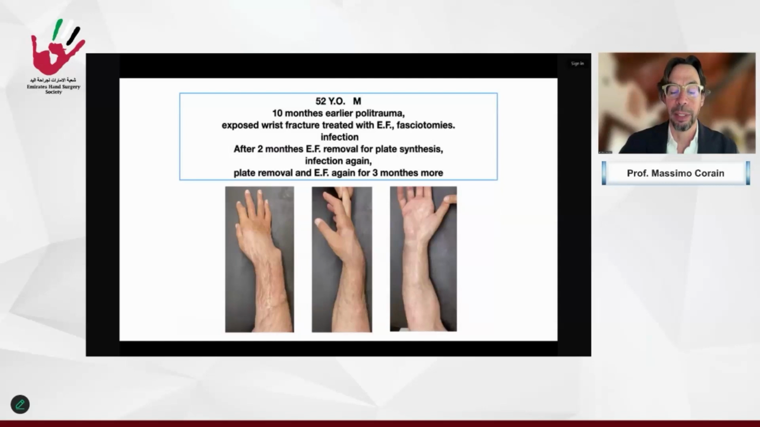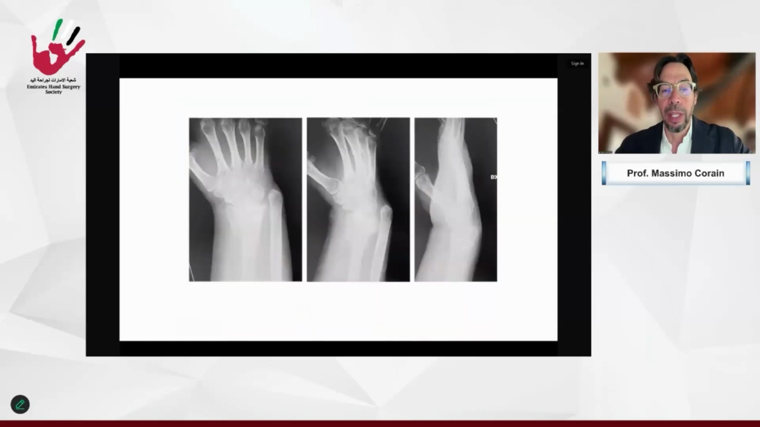This is another case. It is a complex malunion of a 52-year-old man that 10 months earlier had a polytrauma and several surgeries of external fixator, fasciotomies, infection, and it has been stabilized. Then he was sent to me, and this was the radiological aspect. And so the options in this case were not many, above all because of the retraction and the scarring of the soft tissues and the tendons.